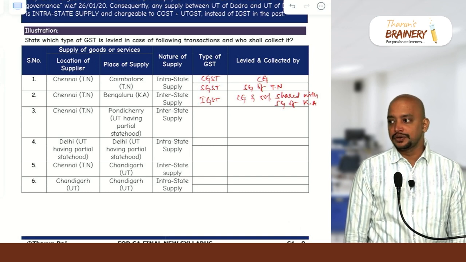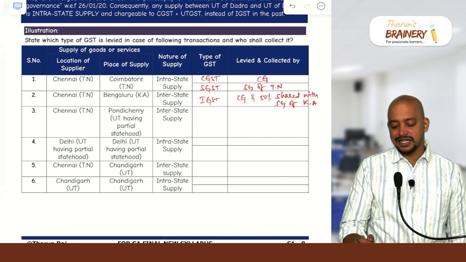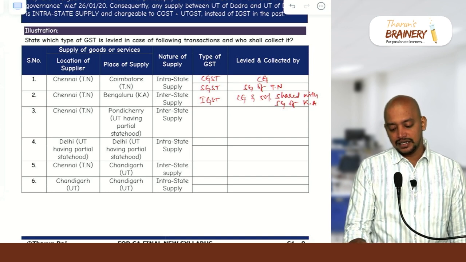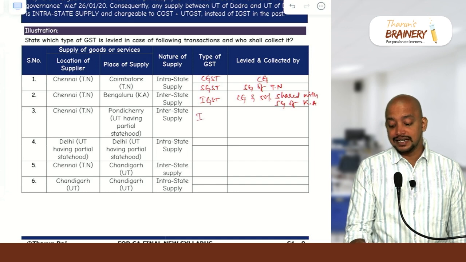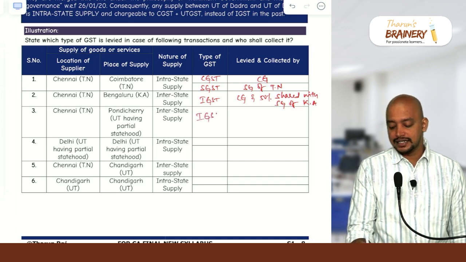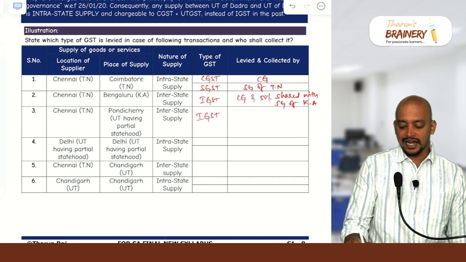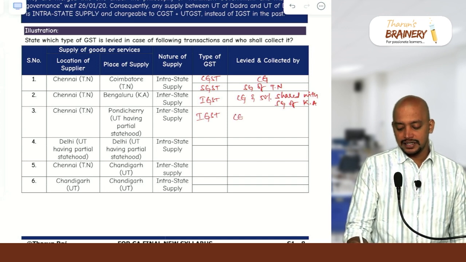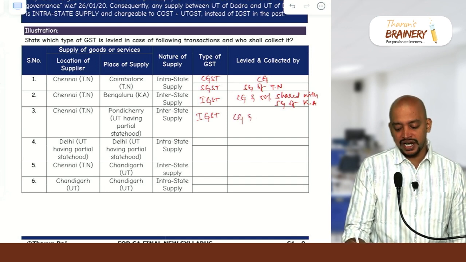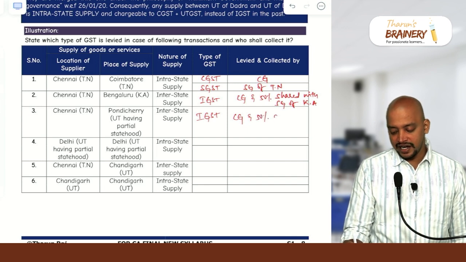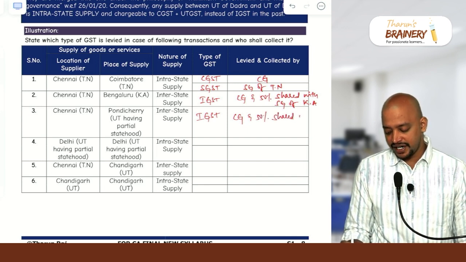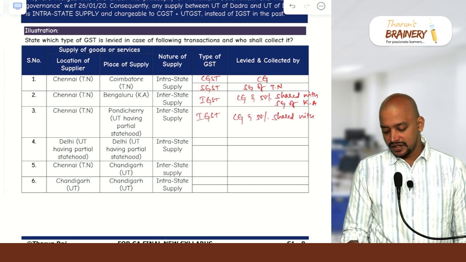Then next, number 3, location of supplier Chennai, Tamil Nadu, place of supply Pondicherry, Union Territory having partial statehood. Nature of supply interstate. Type of GST? IGST. Interstate, IGST. So who will collect? Central government. Will the 50% be shared? Yes. And 50% shared with the Union Territory of Pondicherry.